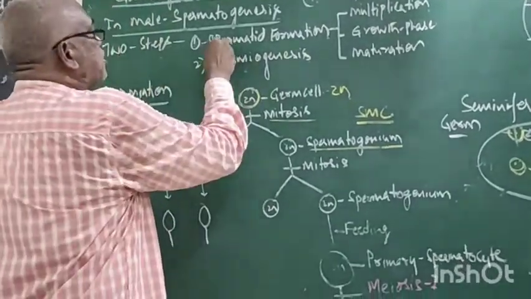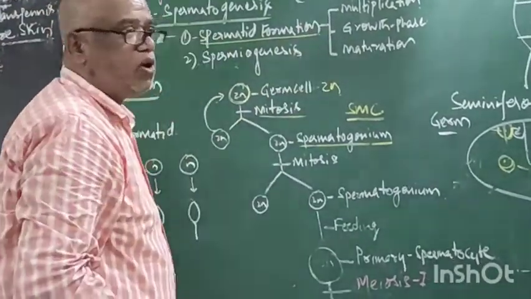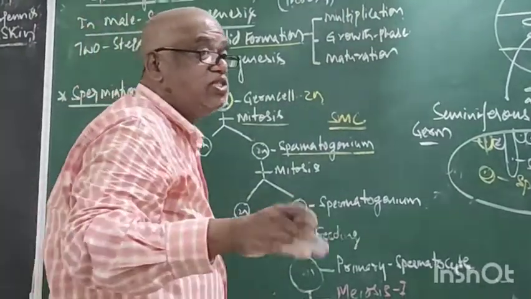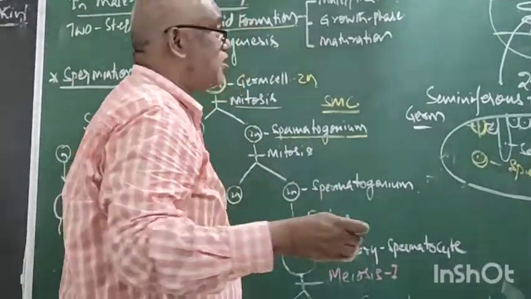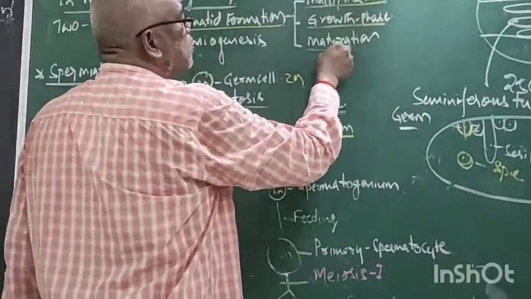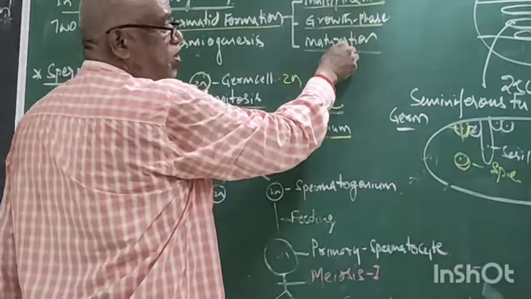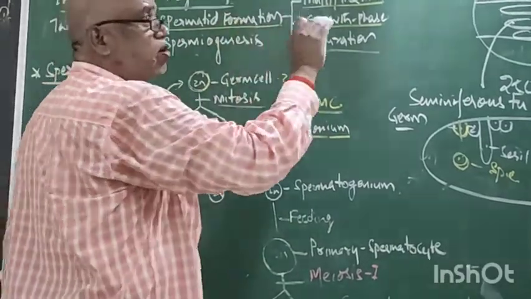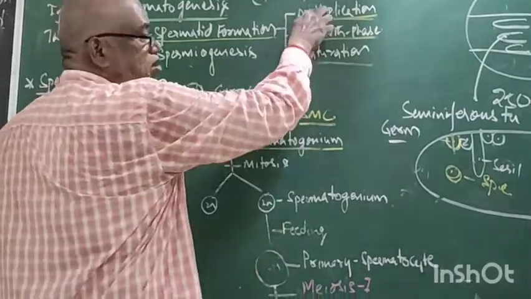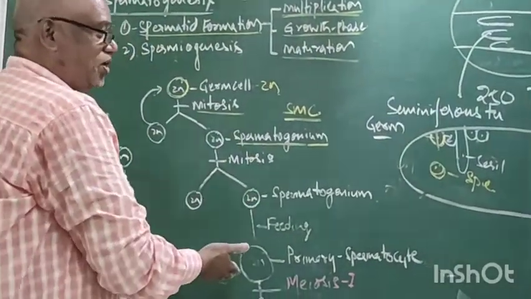Now, what is the first step? Spermatid formation. This spermatid formation again has three subphases: multiplication, growth phase, and maturation. If these three are completed, spermatid formation is happening. Now, what is the first one? Multiplication.